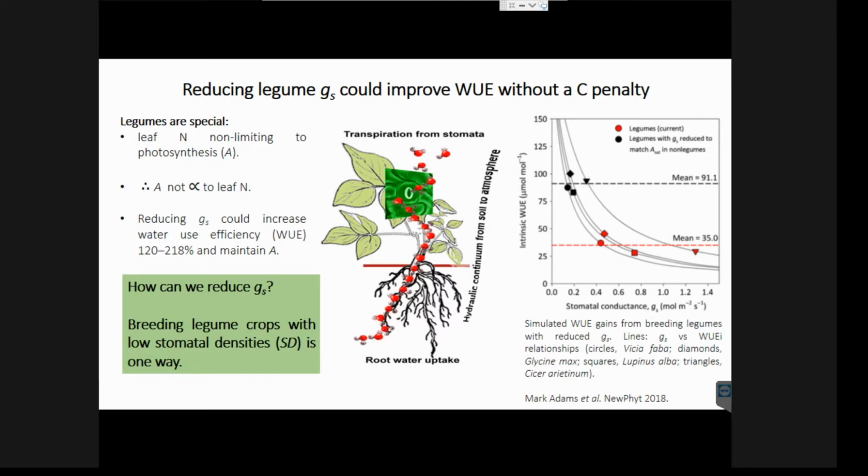So here you see some work by Adams et al. A couple of years ago, last year, and current legume water use efficiency is pretty low by the standards that are set for non-legume crops. So there's a lot of work to be done in legume breeding that people haven't focused on because there's a lot of focus on non-legume crops. And this is the water use efficiency gains that could be obtainable if we close that gap.